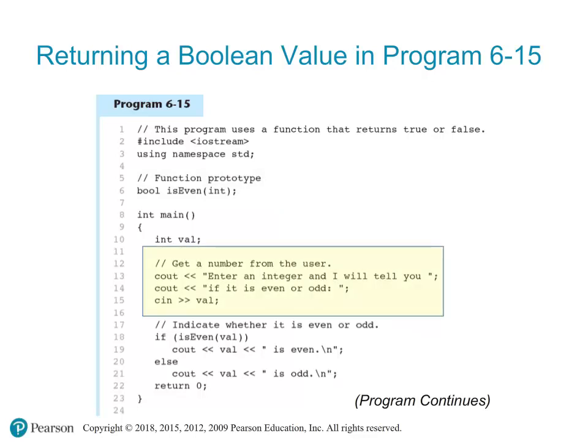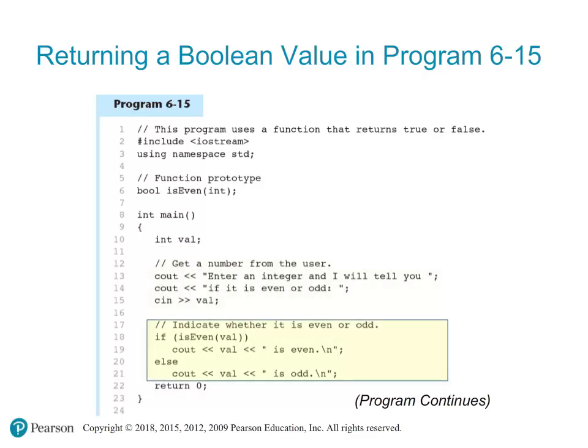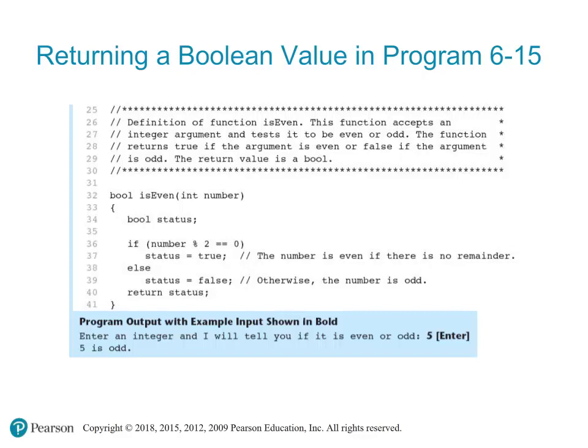In the main function, the program prompts the user to enter an integer which is stored in the variable val, V-A-L. The function isEven is called with val as the argument. Based on the returned Boolean value, the program outputs whether the number is even or odd. Now let's look at the missing piece, the definition of the isEven function, to complete our understanding of this example.